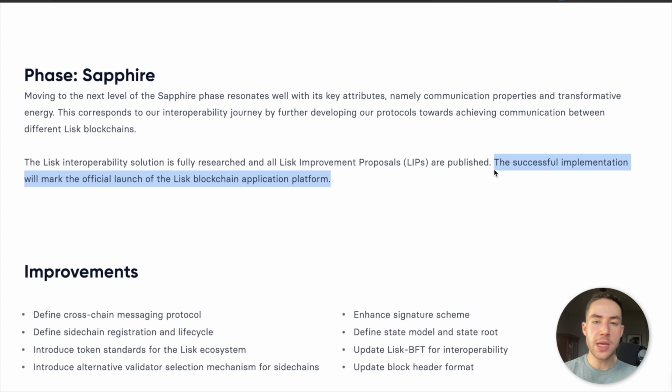And to be honest, this is the bullish case for Lisk, right? Once they release this, then Lisk will be in full use and people can actually start using it.